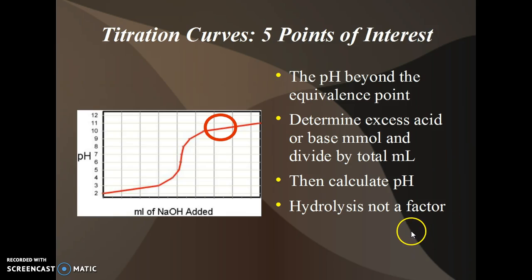Beyond the equivalence point, all you need to do is determine the excess acid or base millimoles and divide by the total milliliters. The buffer is out of the question. From that, you calculate the pH. There is no hydrolysis factor involved in this because either the acid is all gone or the base is all gone.